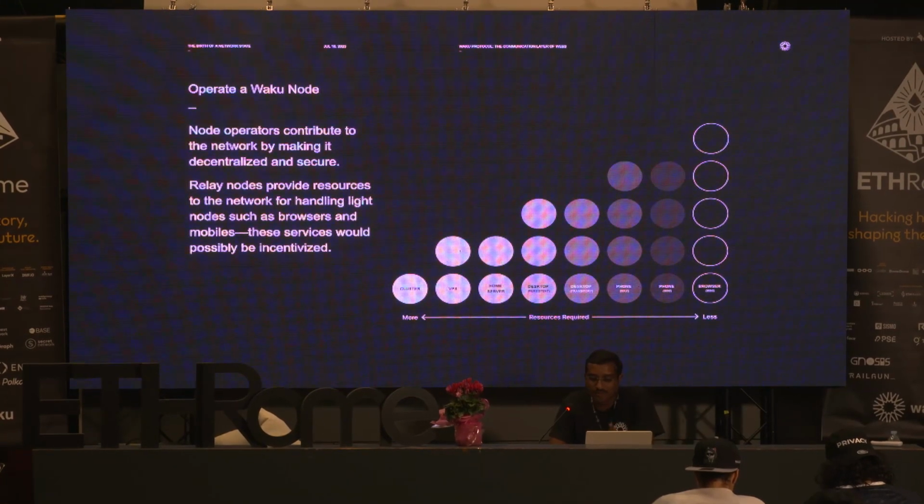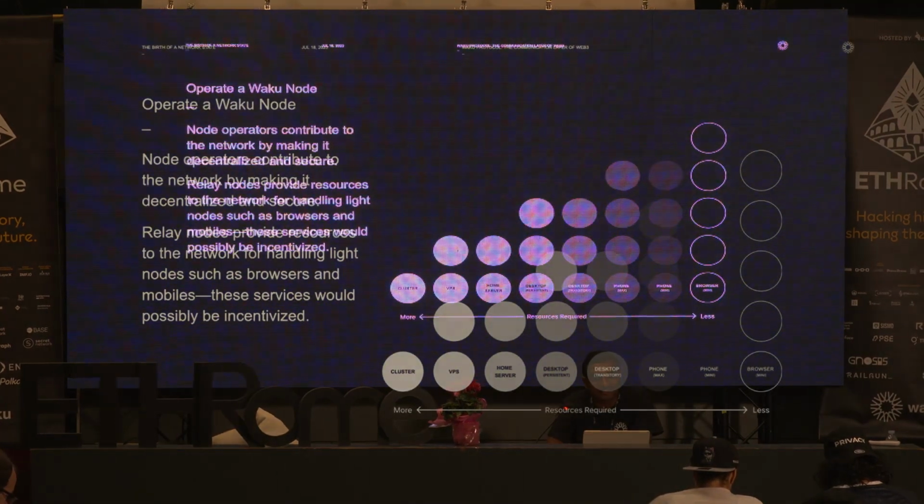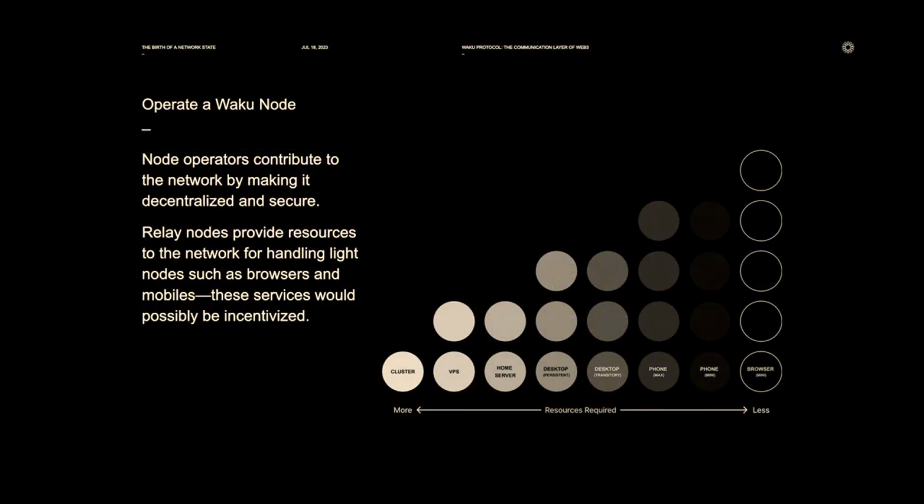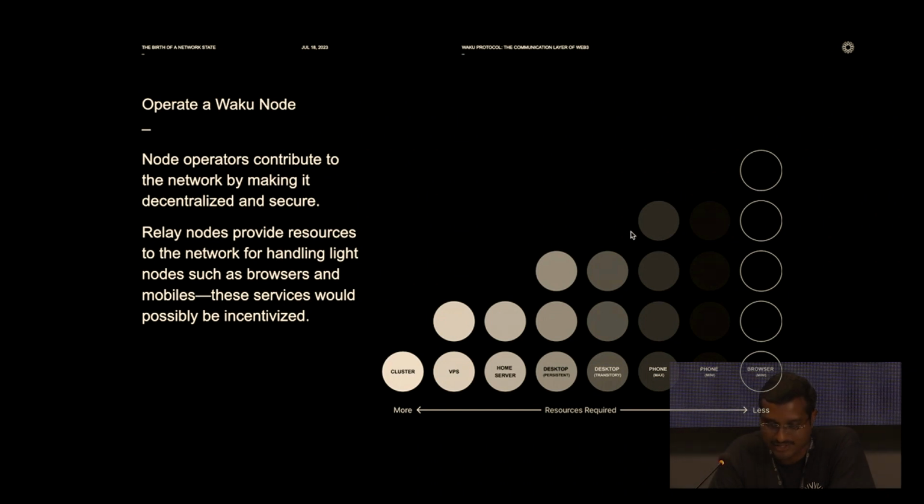Now, just to give you a brief, the Waku node, as you can see here, follows the concept of an adaptive node. That means you could be part of the Waku network by simply having your code run in the browser, which acts as a light node. And you could run it on your phone, or you could run it on your desktop and be part of the Waku network. And at the same time, you could see that the resources required range from less to more. That means you don't need a beefy server just to run a Waku node.